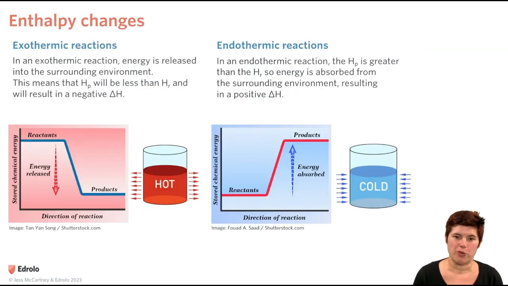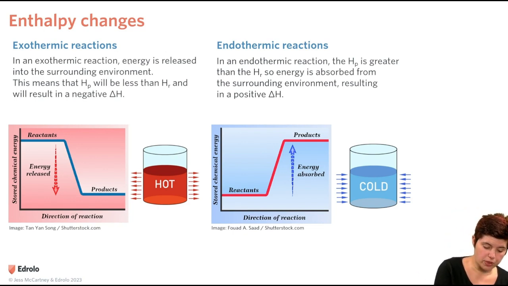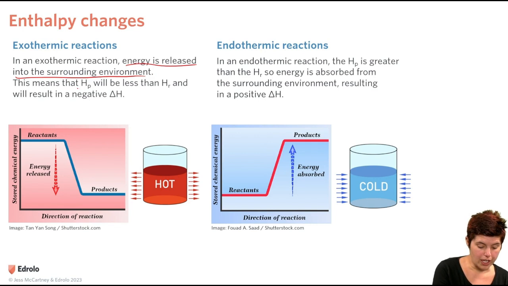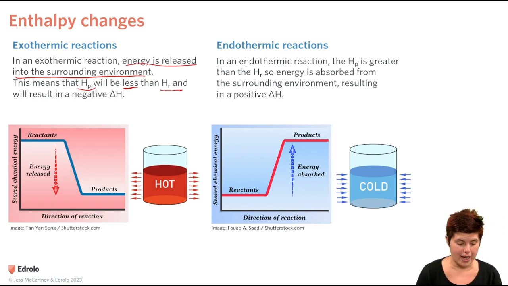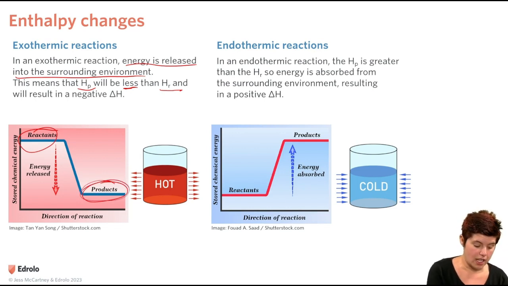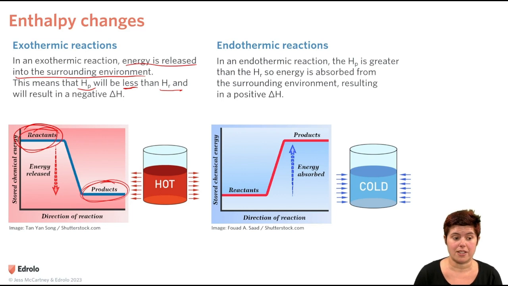Like stated before, I said I would show you some diagrams. These diagrams, I think, make it a little bit easier to understand that energy absorption and release. So when we're looking at an exothermic reaction, energy is released to the surrounding environment. This means that the enthalpy of the products will be less than the enthalpy of the reactants. So you can see the products are here and the reactants are here. The products of an exothermic reaction will always be lower than the enthalpy of the reactants. So therefore, the energy has to be released.